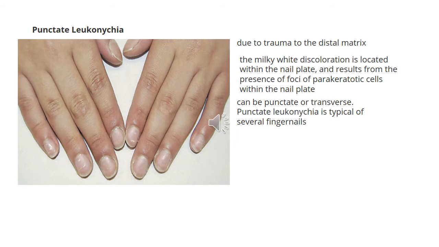Here you see punctate, these are white areas here and here due to trauma to the distal matrix. Milky white discolorations located within the nail plate, resulting from the presence of foci of hyperkeratotic cells. Can be punctate or transverse. Punctate leukonychia is typical of several fingernails.